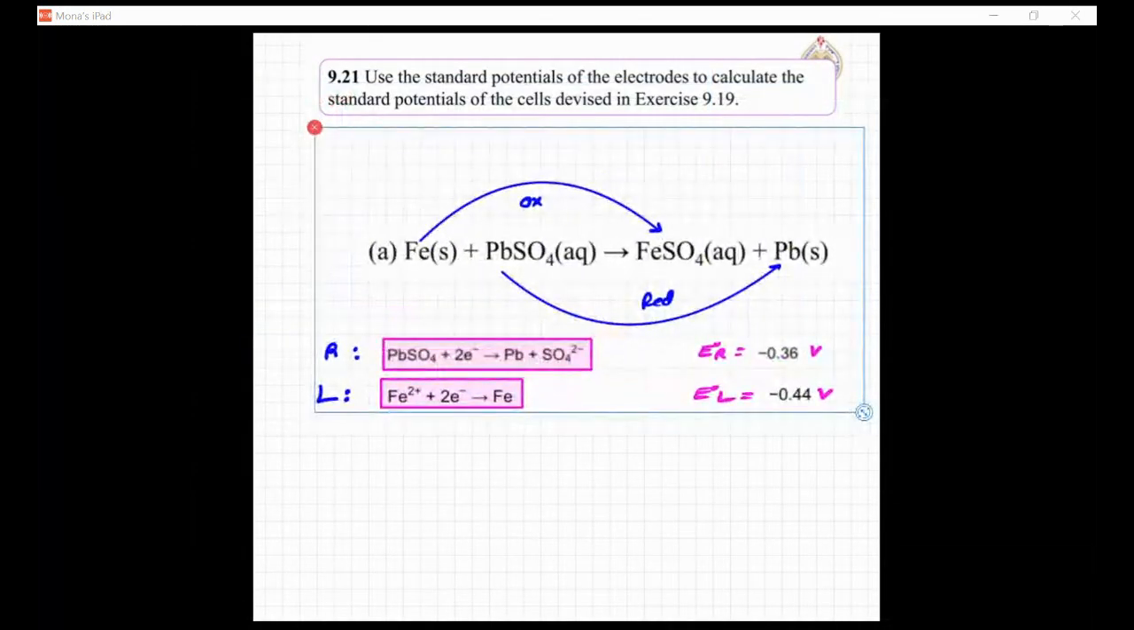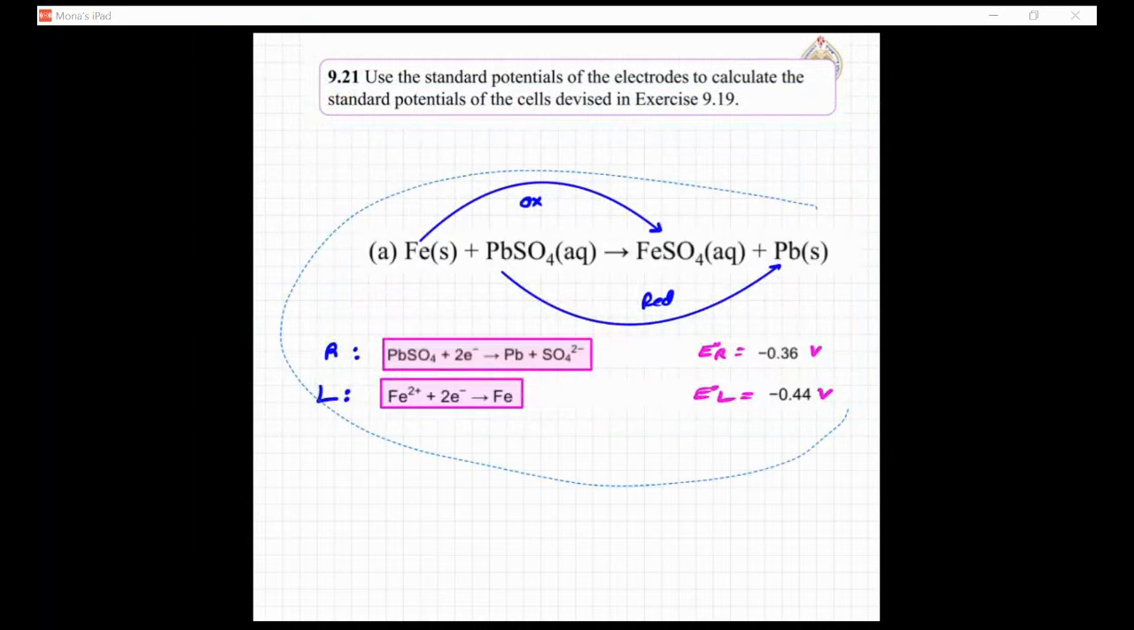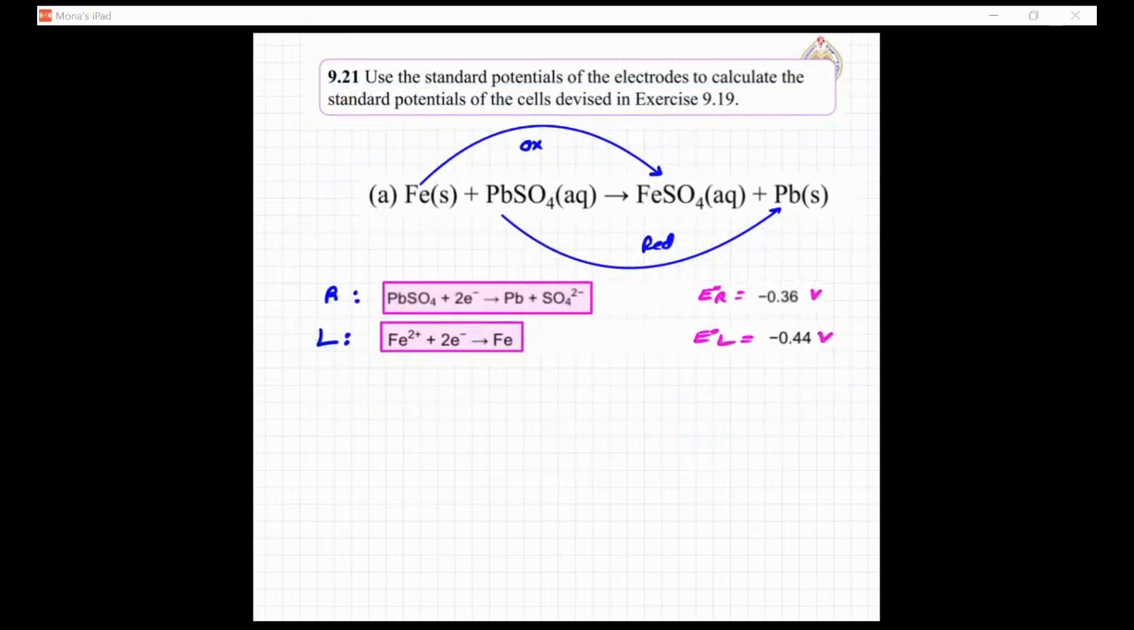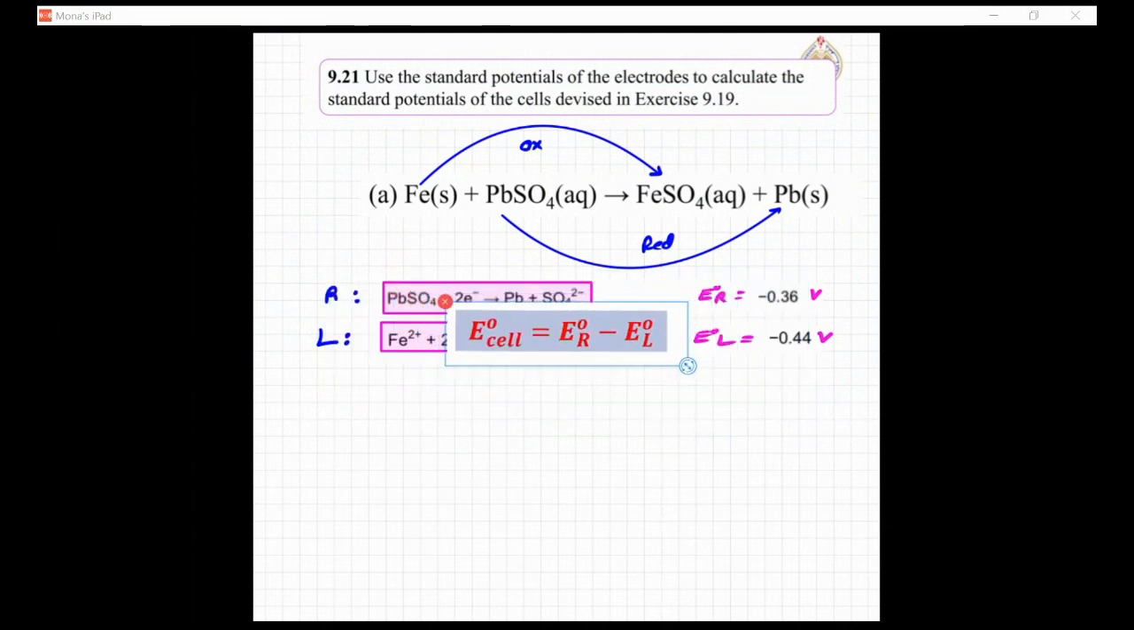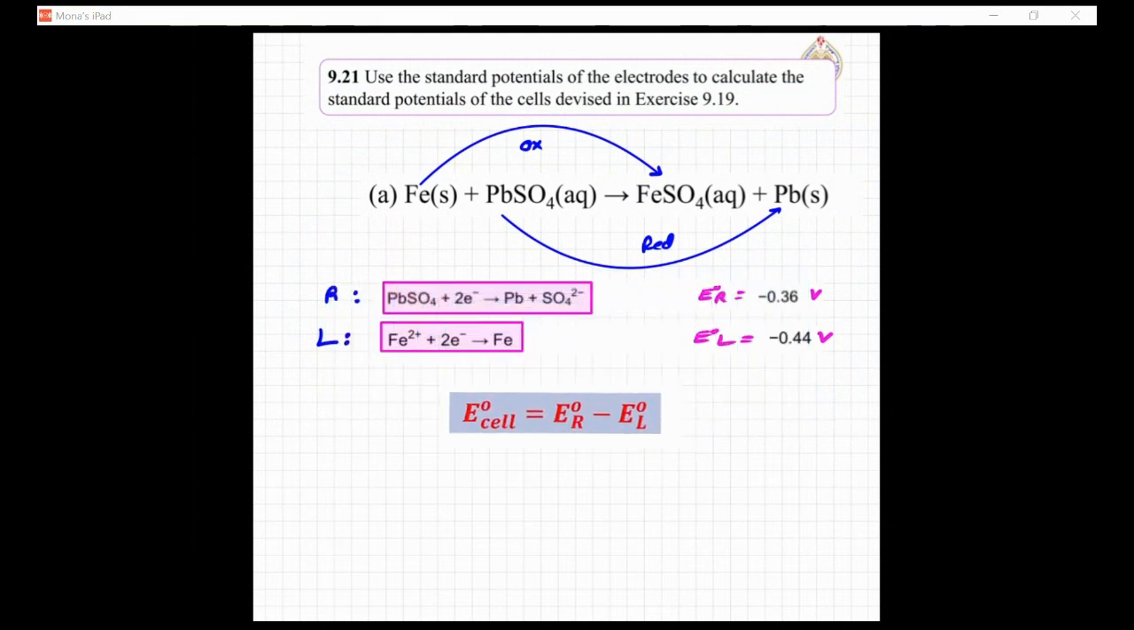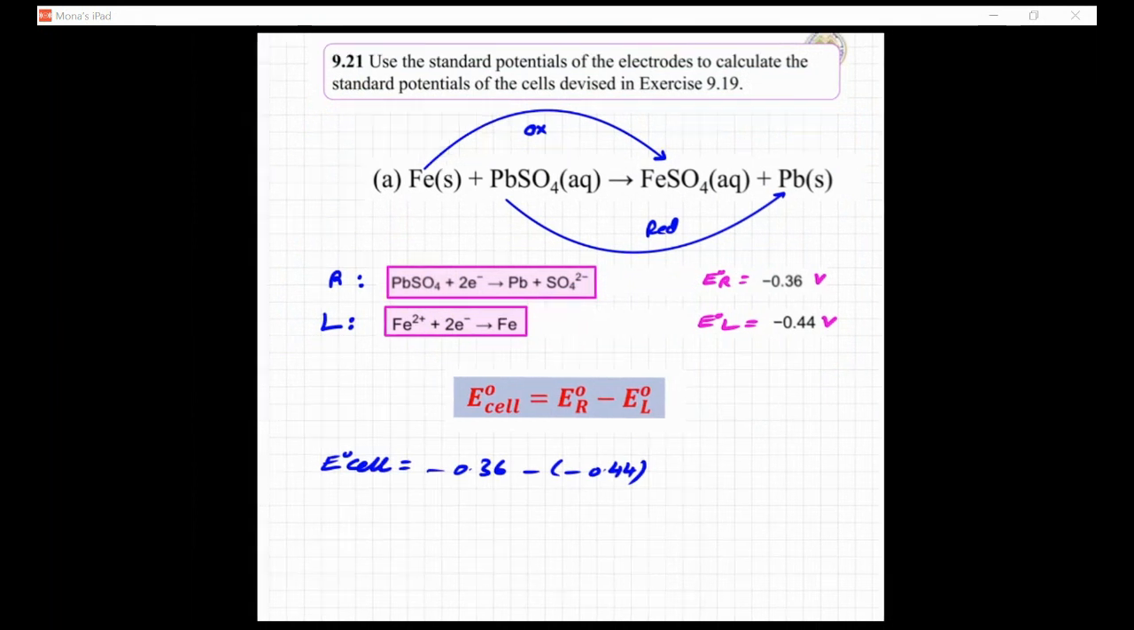I will come here and put it, and now I want to calculate the potential. So I will use the equation, which is E right minus E left, equal to the potential. This is the equation that we are going to apply in all of them, so that is easy. It should be E cell here, equal to minus 0.36 minus minus 0.44. That is going to be the first one.